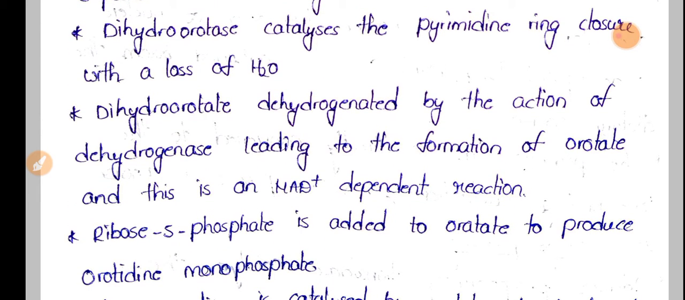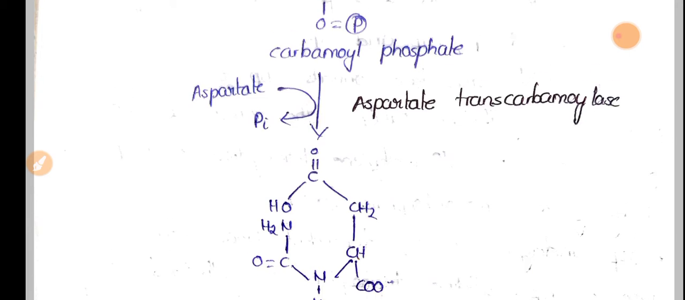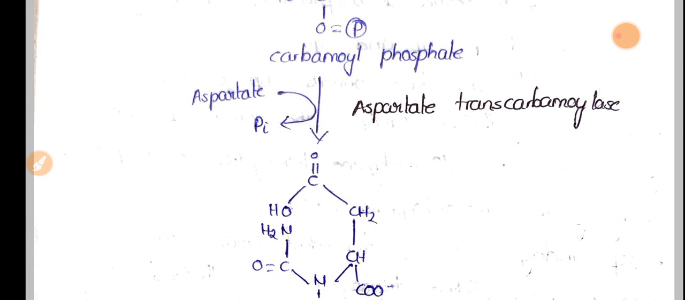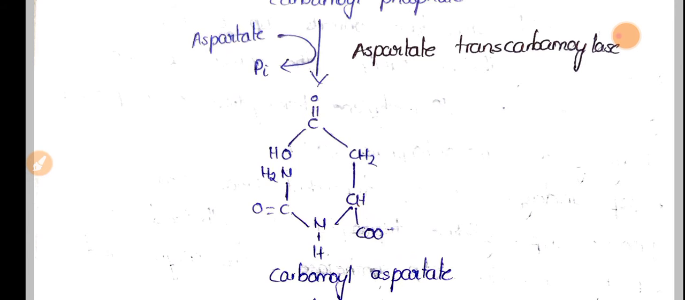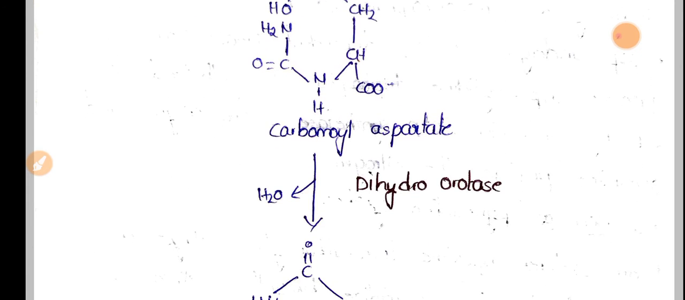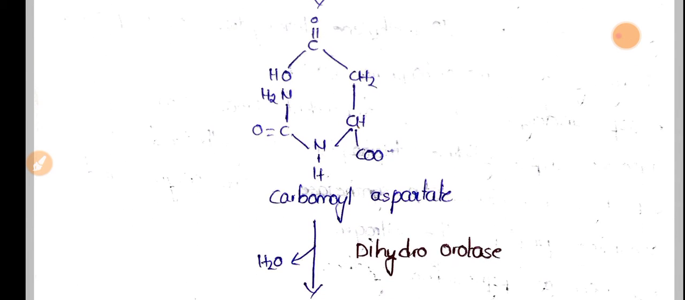Dihydroorotase is another important enzyme, which catalyzes the pyrimidine ring closure with the loss of a water molecule. If you see the reaction here, carbamyl phosphate is produced, and it reacts with aspartate to form carbamyl aspartate, and the enzyme is aspartate transcarbamylase. Next, a water molecule will be eliminated.